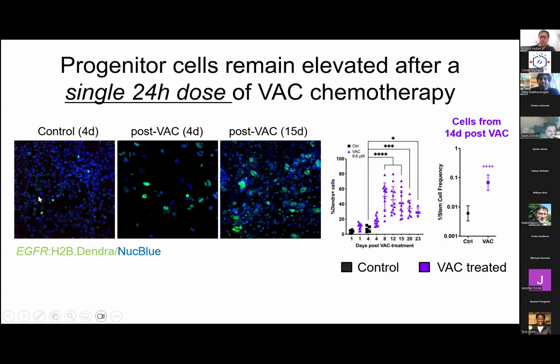Whoops, too far. And so the next question, of course, is if you hit them with therapy, what happens? When you do a single dose of VAC chemotherapy, this is really exciting. If you wait 2-3 weeks, you'll actually notice that the cells become much more green within the population. Again, fitting our hypothesis that the cancer stem cells are really important for therapy response. But another interesting feature is the fact that these cells seem to be the only ones really surviving initially.